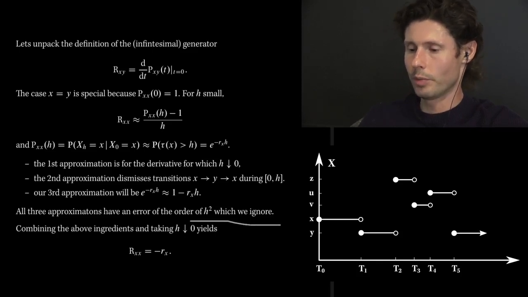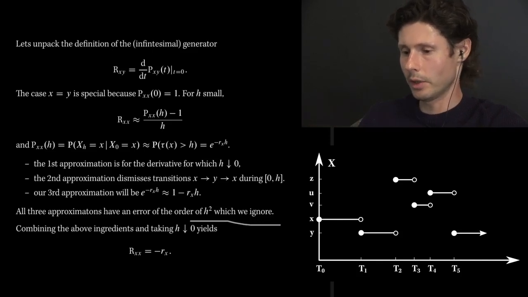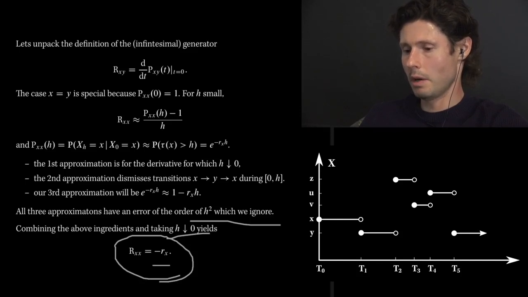And if you do them rigorously, you kind of just keep them to the side there, so that you can eventually take h to 0. When you do take h to 0, you'll get this result here. So rxx is equal to minus rx.